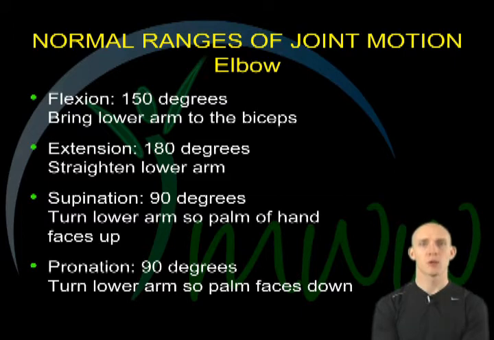Supination. Recommended movement is 90 degrees. Turn your lower arm so your palm is facing up, as if you were trying to hold a bowl in the palm of your hand. Pronation. Recommended movement is 90 degrees. Turn your lower arm so your palm faces down, the exact opposite rotation of supination.